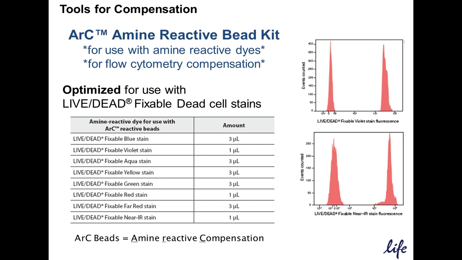The amine reactive compensation kit, or ARC kit, is designed to facilitate compensation when using any of the 8 live/dead fixable dead cell stains, which are all amine reactive dyes. This kit provides two types of polystyrene microspheres, the ARC reactive beads that bind any of the amine reactive dyes, and the negative beads, which have no reactivity. The ABC beads and the ARC beads can be used in combination in a multicolor experiment that incorporates antibody labeling and a dead cell discriminator.